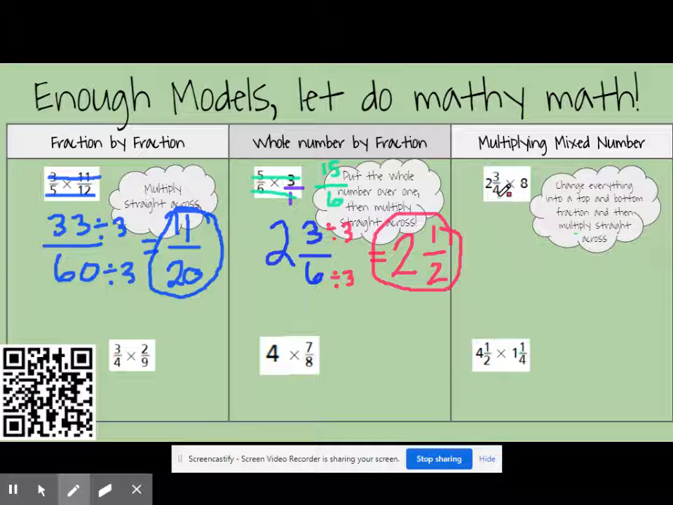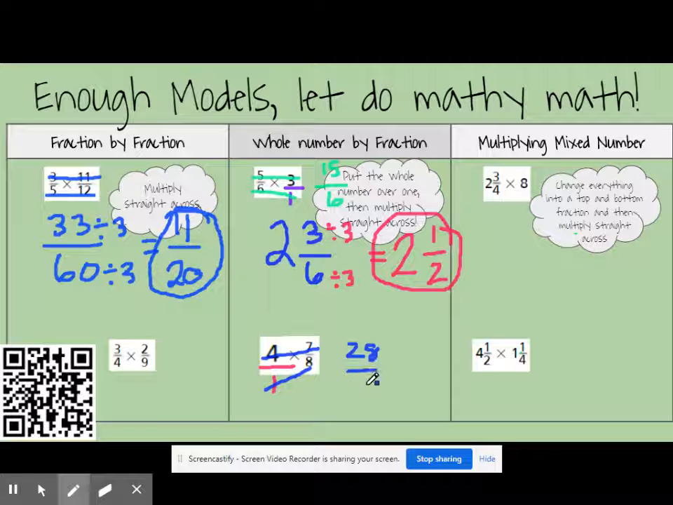So the skill of multiplying fractions isn't challenging. It's the simplifying fractions that's hard. So let's give this one a go. Let's see what you can do. Okay, pause it, try it, and then we'll go over it. All right, the first thing we have to do is put the whole number over 1. And then we're going to multiply straight across. So 4 times 7 is 28.